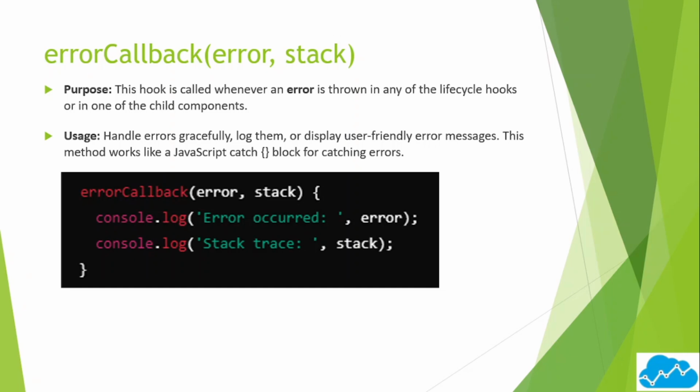Users of this error callback handle errors gracefully, log them or display a user-friendly error message. This method works like a JavaScript catch block for catching errors. So here it is like an error callback, with error and stack. In the console log we are putting error occurred, so the error we are displaying, and the stack trace, so we are putting the stack.